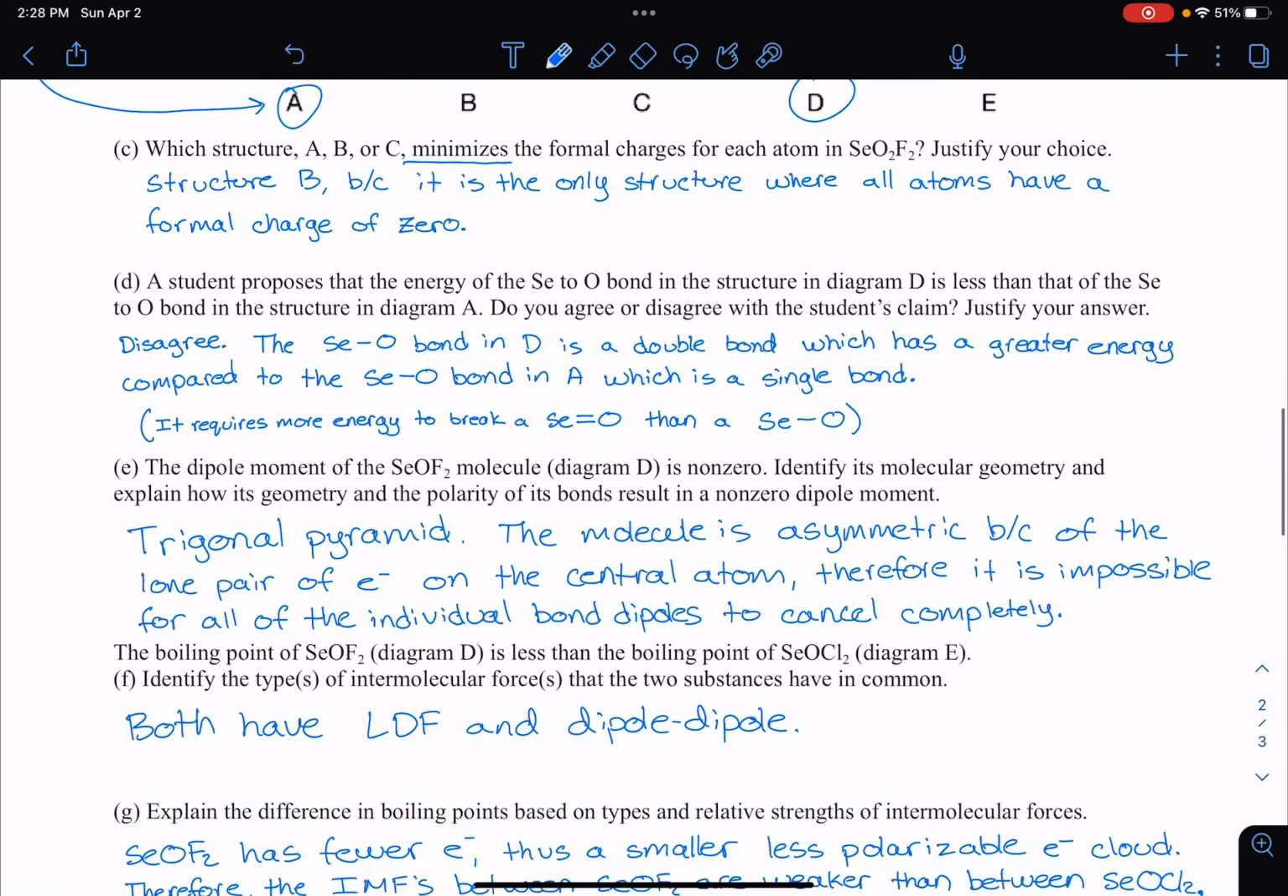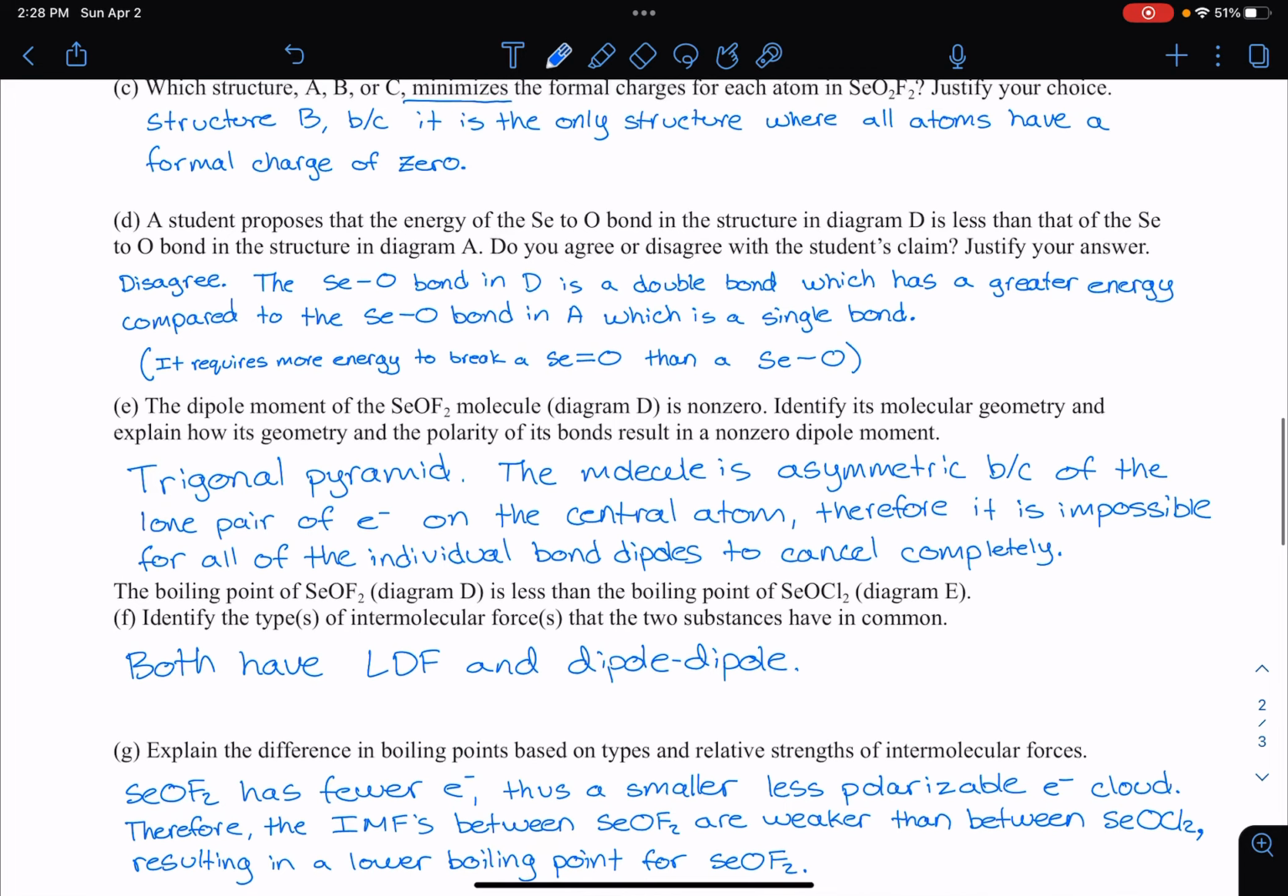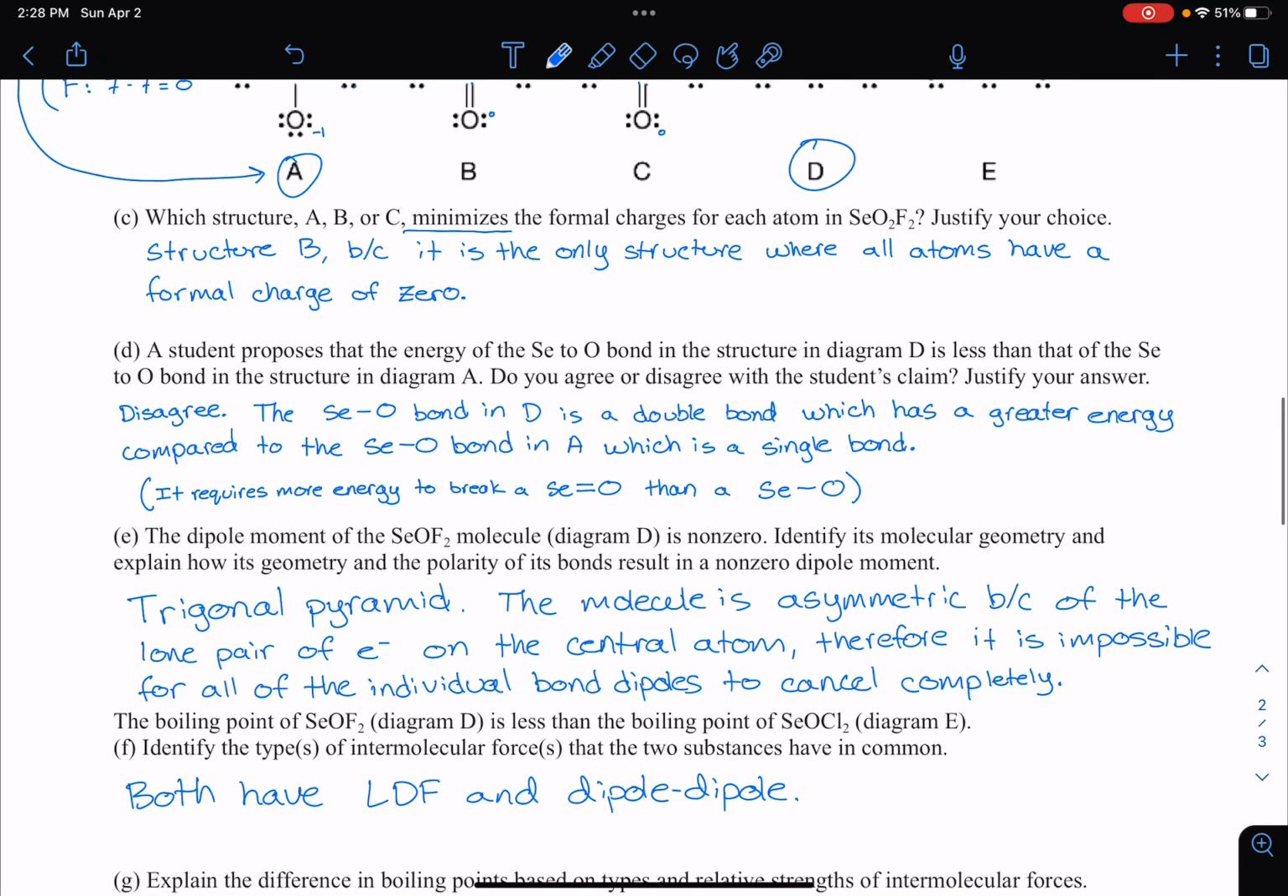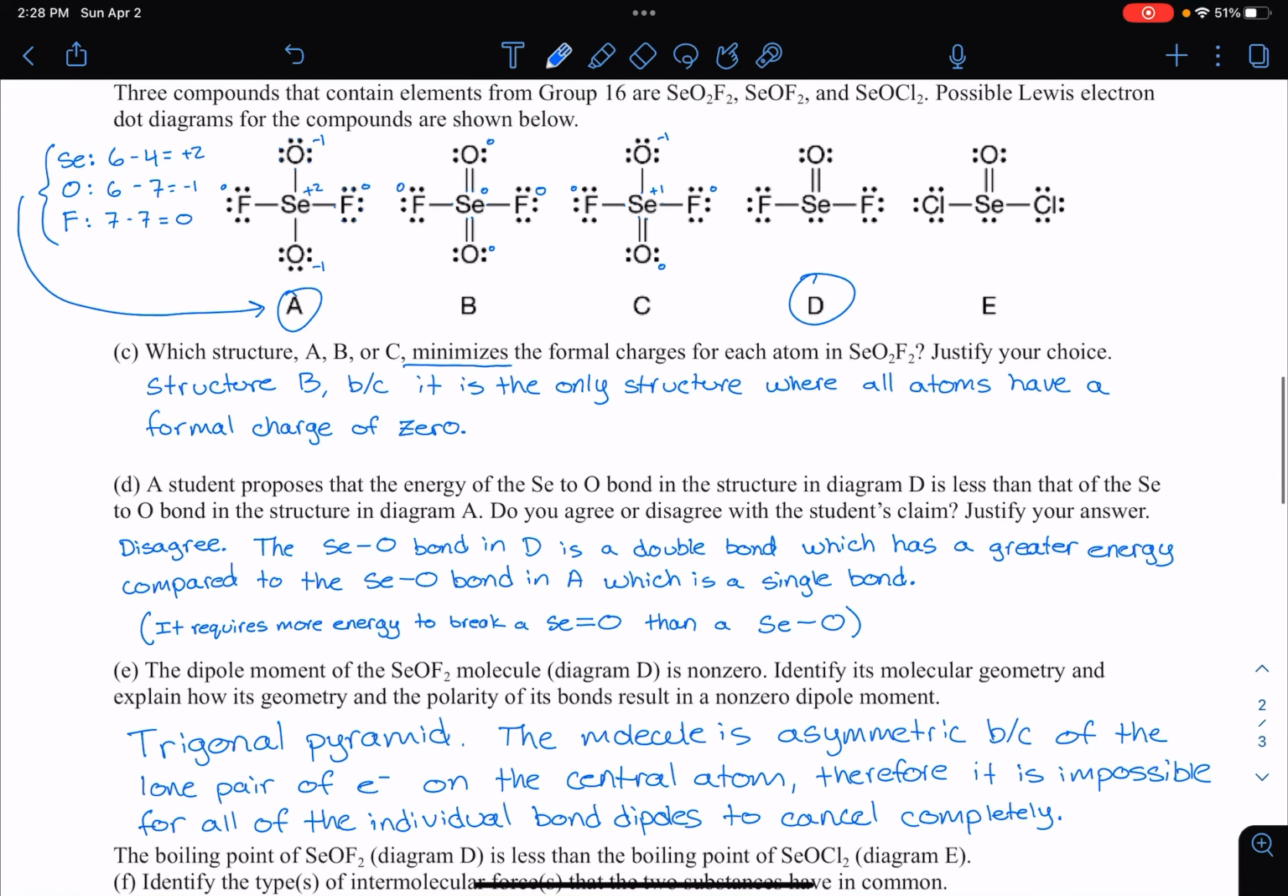All right, question E. The dipole moment of the SeOF2 molecule in diagram D is non-zero. Identify its molecular geometry and explain how its geometry and the polarity of its bonds results in a non-zero dipole moment. So the molecular geometry is trigonal pyramid. You just need to have a bunch of those molecular and electron geometries memorized. The molecule is asymmetric because of the lone pair of the electrons on the central atom. Let's look at this structure here.